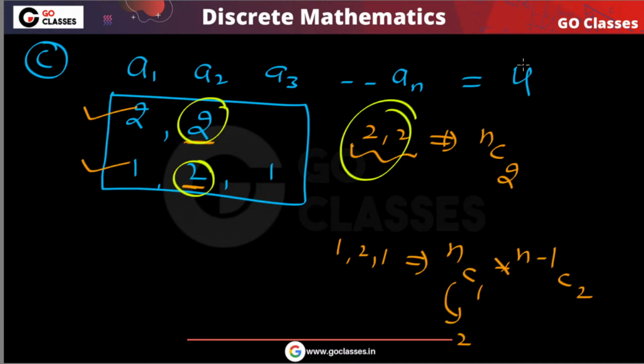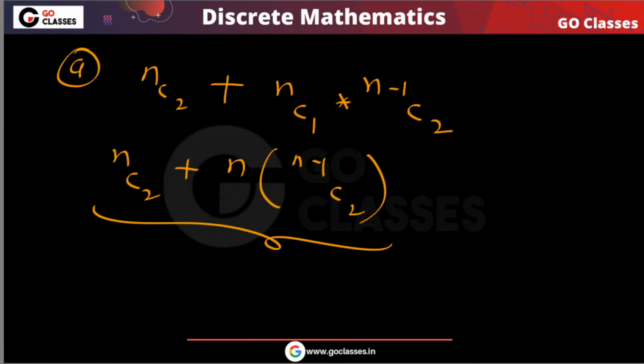Now the remaining two, because you want a total of 4. So for the remaining two, you can either give 2 2 or you can give 1 1. Now let's see what is the answer for this 2 2 situation. Okay, so what is the answer for this 2 2?